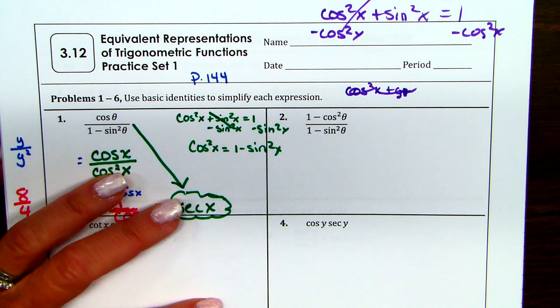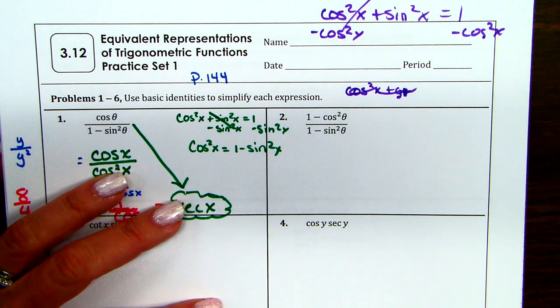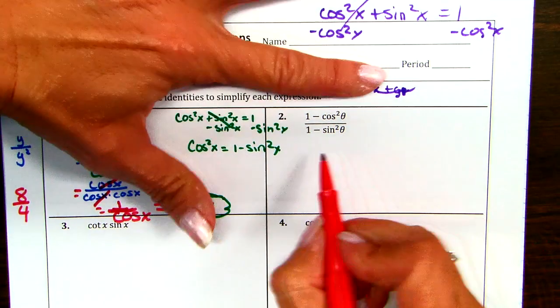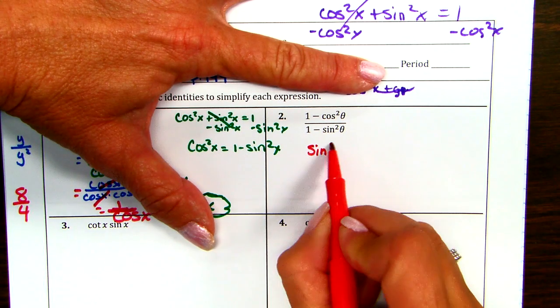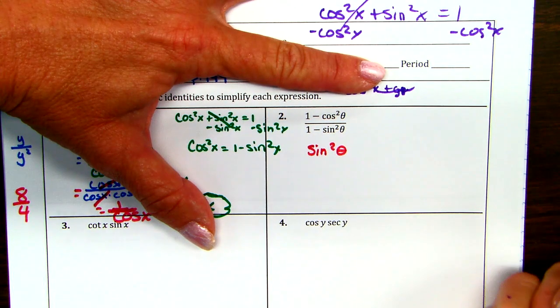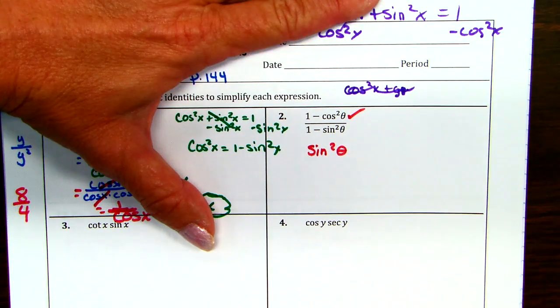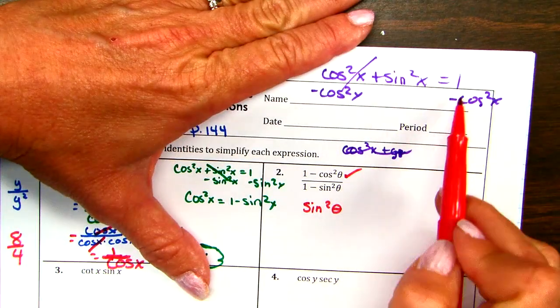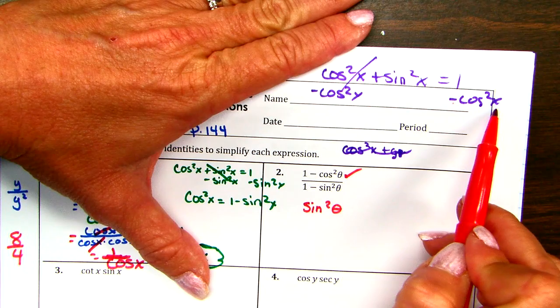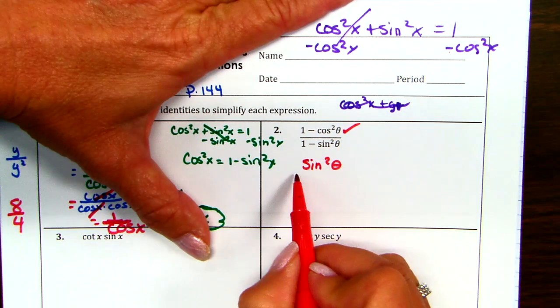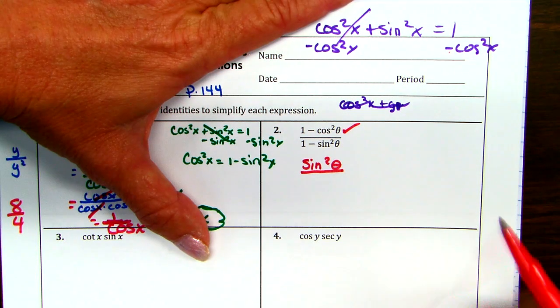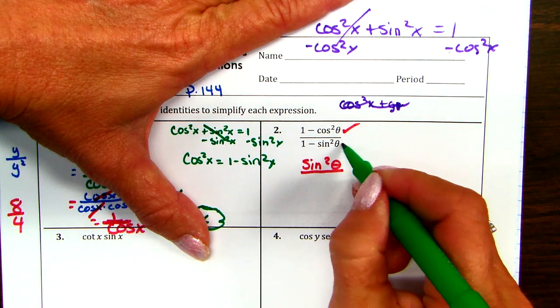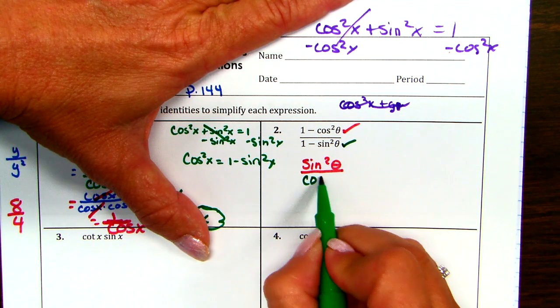Sine squared x, theta, whatever variable you want, okay? So I'll stick with theta. So that's sine squared theta. Okay, that's my numerator for this reason right here: 1 minus cosine squared theta equals sine squared. What does my denominator equal? Yeah. See, that came a little bit quicker for you guys.